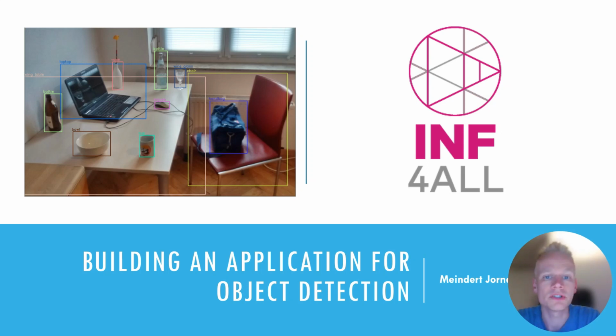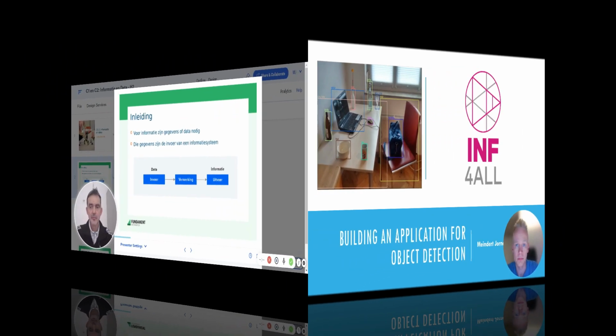This is a video of the second assignment of Internet of Things. For this assignment, Meindert and I, Klaas, teamed up to build an application for object detection. We will discuss how object detection can be used, some problems it has to correctly identify an object, and the challenges we encountered ourselves while building the application.